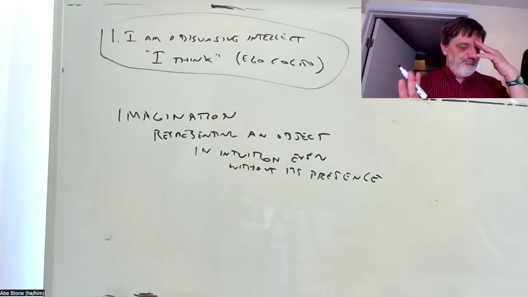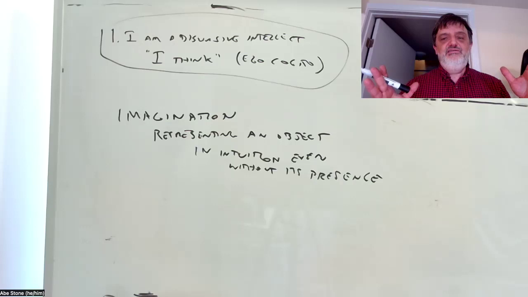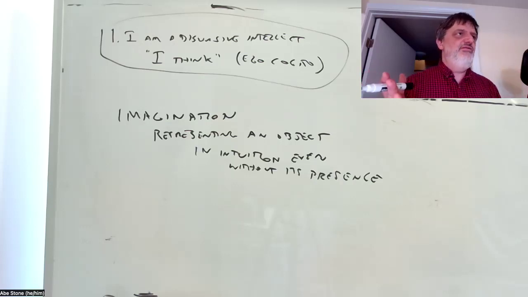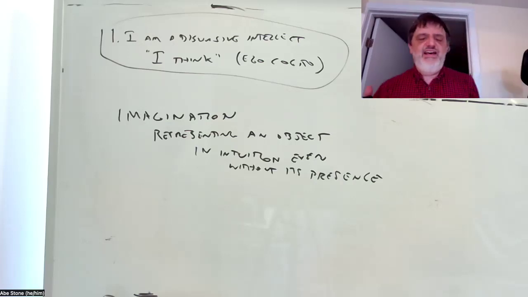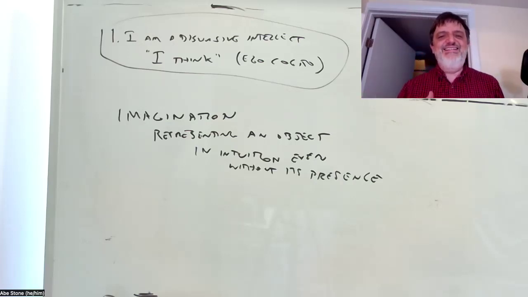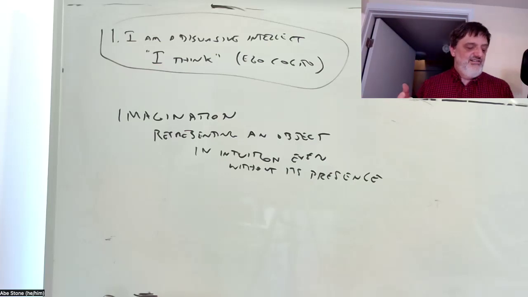It's just like seeing or otherwise sensing, but as you can tell, even from the term imagination in Latin, we usually are thinking about seeing, right? So it's just like seeing. It's, let's say, subjectively the same as seeing or similar to it anyway, but the object isn't there. That's what imagination is. So this definition, representing an object in intuition even without its presence, is a traditional use of the term imagination.